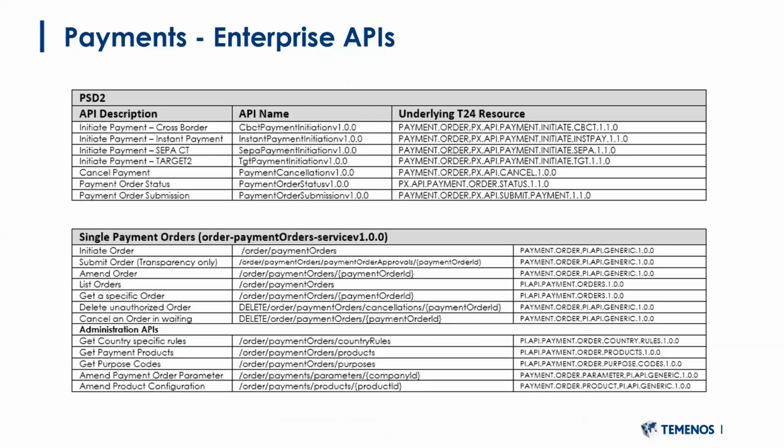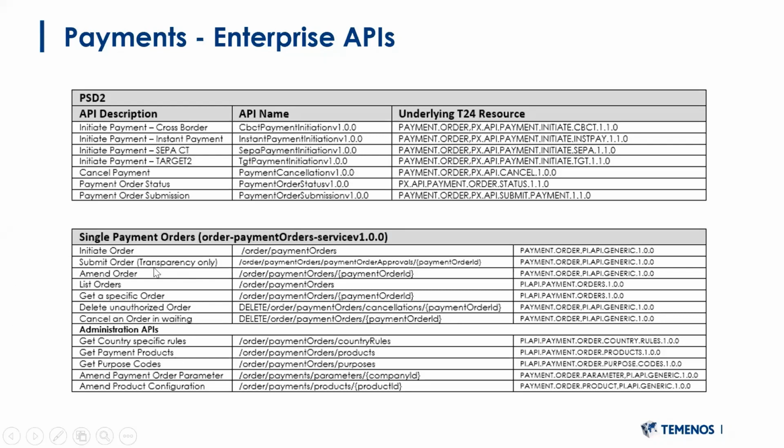PSD2 Open Banking is actually asking you to support these 4 products. So we got exclusive APIs for them in the PSD2 umbrella. So those are the first 4 ones. Then there is cancel, payment order status, payment order submission. You can see the API names to the right, and then you can see the underlying T24 resource name on the last column.